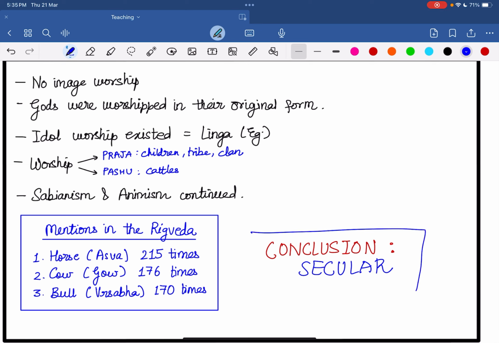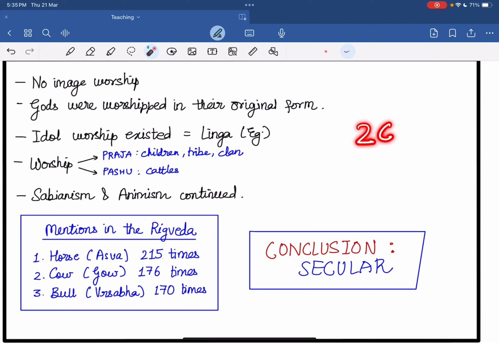And this is how we conclude this section as well as this lecture. Now, in the next lecture, that is 2C, we'll learn about the economic patterns, the political setup, the society, and the religious setups of the later Vedic period. The later Vedic period, where the bracket, you all know what the bracket is.